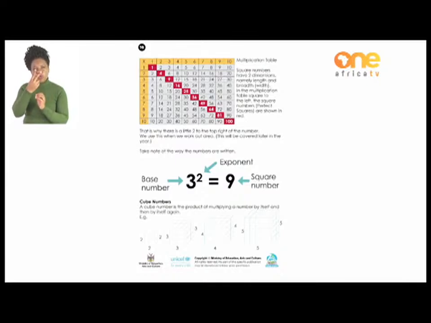So the base number there is 3. The exponent, or the power, is 2. And the square number is 9. Or we can also say 9 is a product.